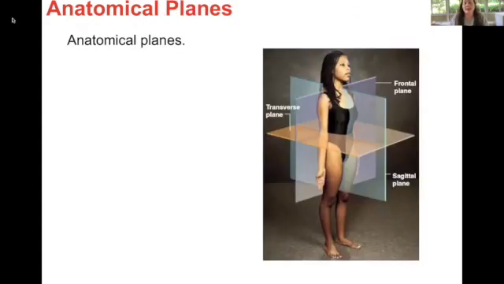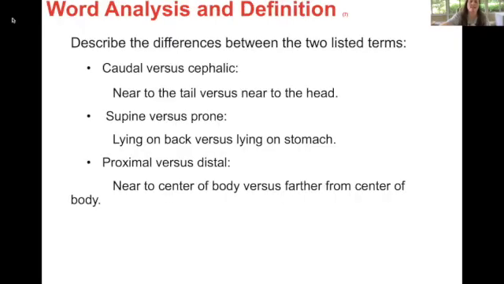Then we have the different planes, and yes, this picture I find really creepy, but it's just letting you know if you were to cross-section somebody, which ways they are. So the frontal plane is going to be the front, transverse is going to be like through the middle, that kind of thing. Practice these, get to understand them, because sometimes this is what's going to be used as a descriptor. And then here, again, it's pointing out a few different ones. Yeah, you can read over these.